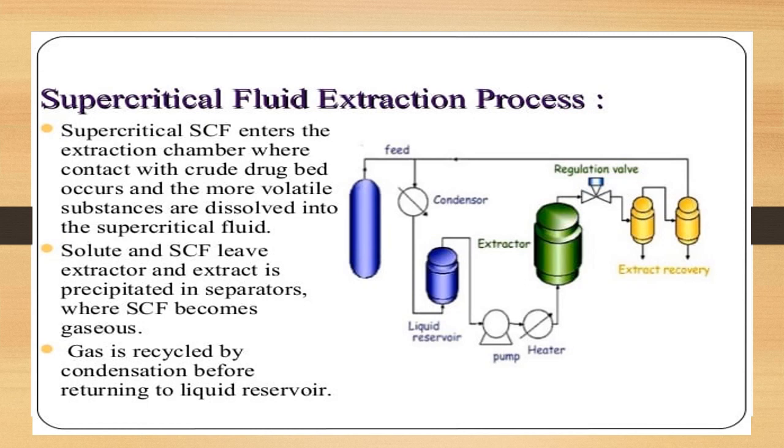This is the process of supercritical fluid extraction, in which the crude drug containing the phytoconstituents to be separated is treated with the supercritical fluid, and the volatile compounds present inside the crude drug dissolve into the supercritical fluid. The solute and the supercritical fluid leave the extractor, and the extract is precipitated in separators. After that, the supercritical fluid changes to gaseous form. Then the gas is recycled by condensation before returning to its liquid reservoir.